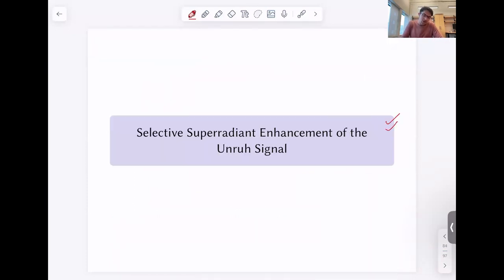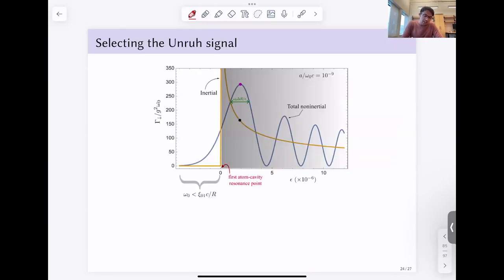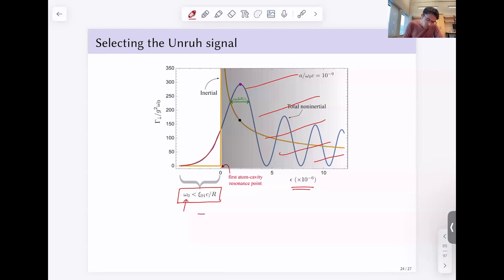So now I'll briefly also talk about selective superradiant enhancement of the Unruh signal. Till now we focused on this region in epsilon. We can also exploit this other region, in which the proper frequency gap between the two levels of the atom is less than all the field frequencies. Remember that the inertial dispersion relation satisfied in the cavity is this. If the frequency gap is even smaller than the lowest transverse field frequency allowed, then for all the field modes, omega naught is smaller than all the field modes. In such a case, of course, the inertial atom would not respond, so its response vanishes.